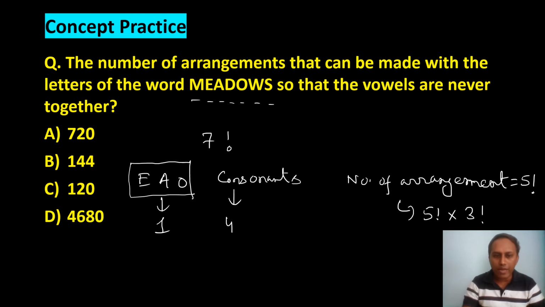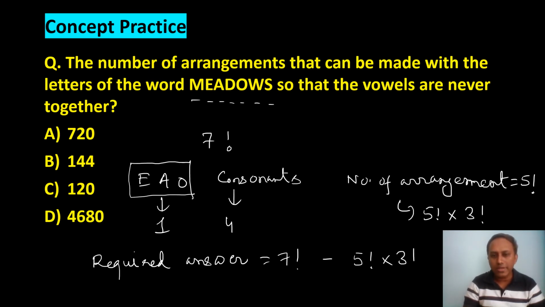So what would be the required answer therefore? The required answer is the total arrangements, factorial 7, minus the arrangements where the vowels are together, that is factorial 5 into factorial 3. This is the required answer. We can simplify and find the final number if I want. Okay, hope that answers your question.